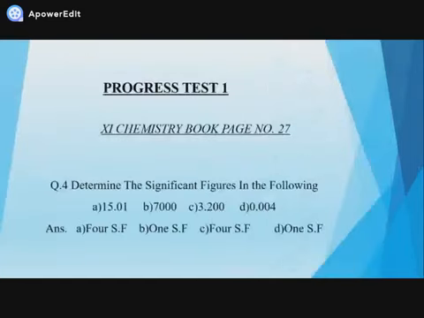Now we have to proceed to progress test number 1, and it is on page number 27, question number 4, related question of significant figure, that is, determine the significant figures in the following: A 15.01, B 7,000, C 3.200, D 0.004. So the answer is, for A 4 significant figures, for B 1 significant figure, for C it is 4 significant figures, and for D 1 significant figure.